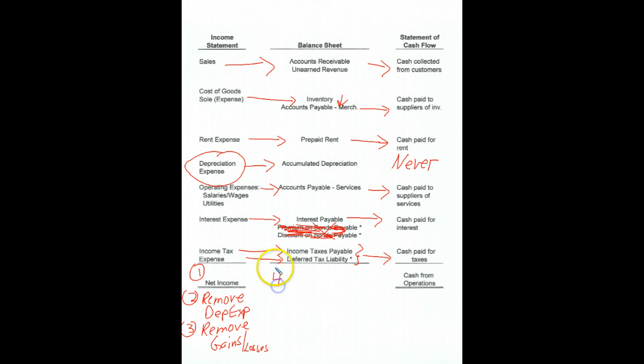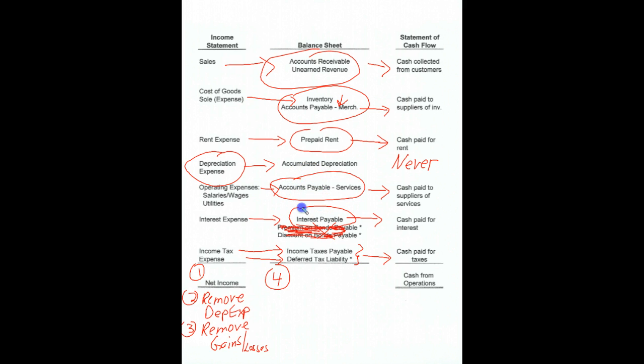The fourth step is that when we looked at these accounts, current asset, current liability, current liability, current asset, current liability, current liability, current liability. Notice I didn't circle deferred taxes yet. Those were all current assets and current liabilities. So then we factor in the changes in the current assets and current liabilities.